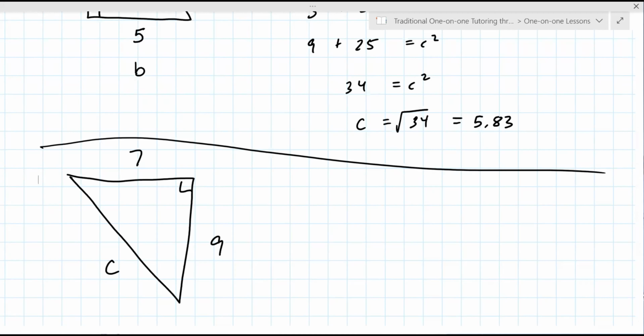Seven, C, 9. Okay. A squared plus B squared equals C squared. 7, 9, 2. Wait, no, 7 times 2. It's 14.